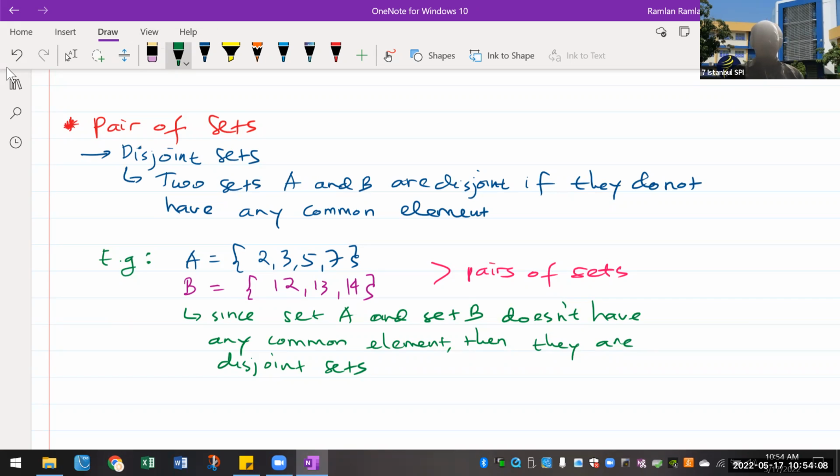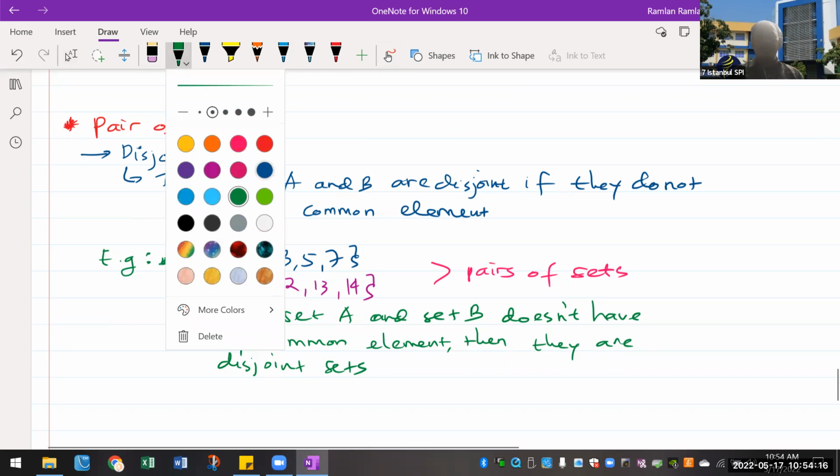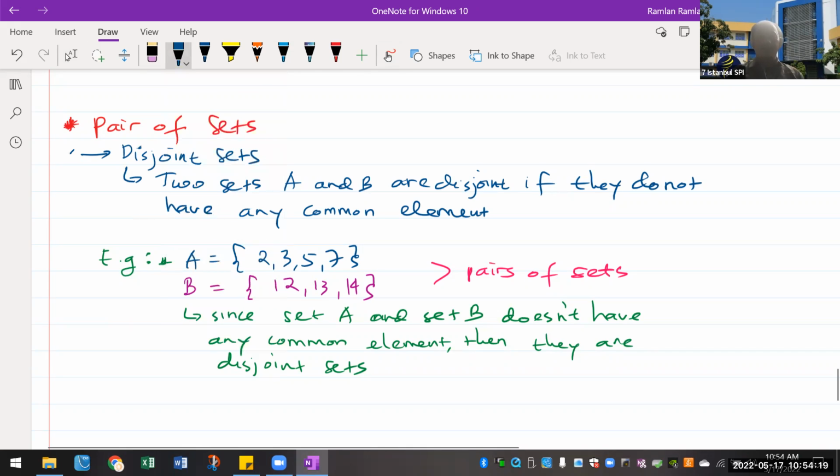Okay, the first one is disjoint set. The second one is the overlapping set. Tadi yang pertama ini ya guys. I'm gonna write down 1 here. Now I'm gonna write down 2 here. So the second one is going to be what we call the overlapping set. Okay, we're still talking about pairs of sets, yeah. So it means that we will have at least two sets, yeah.